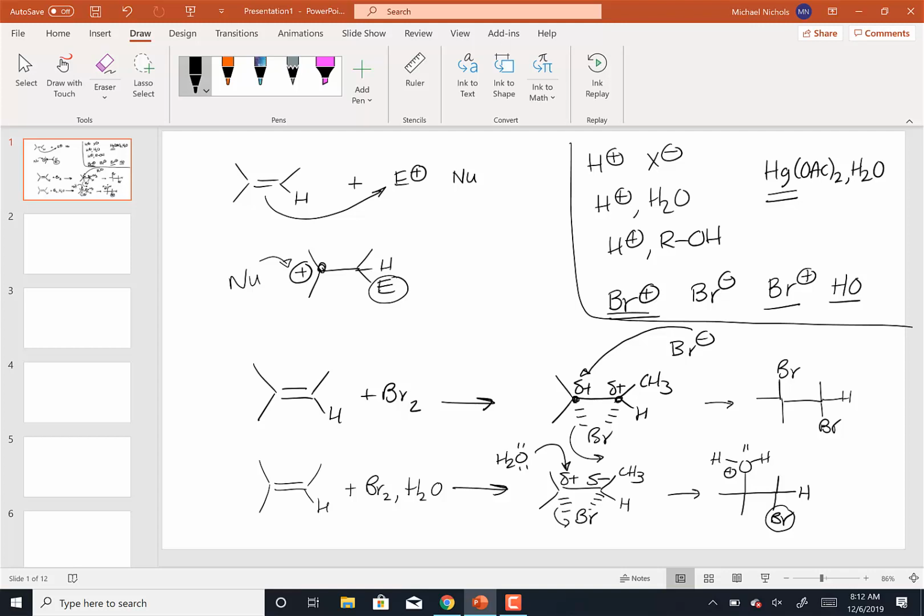Why do we put in the delta positives if it's not a transition state? Because overall, the bromonium ion has a +1 charge. So we have to show somehow where that +1 charge is. And so by putting the two delta positives in, that's where those two add up to +1. So it's an intermediate, but it has a +1 charge overall. So that's why we have to put those delta positives in.